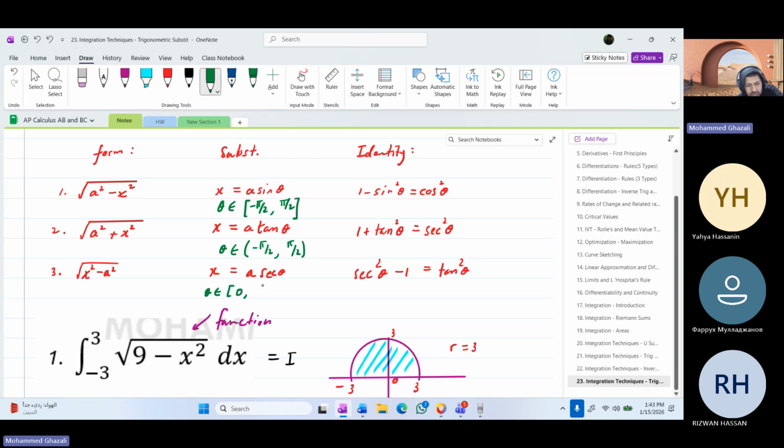0 to pi by 2 union pi to 3 pi by 2. Pi is included, sorry.